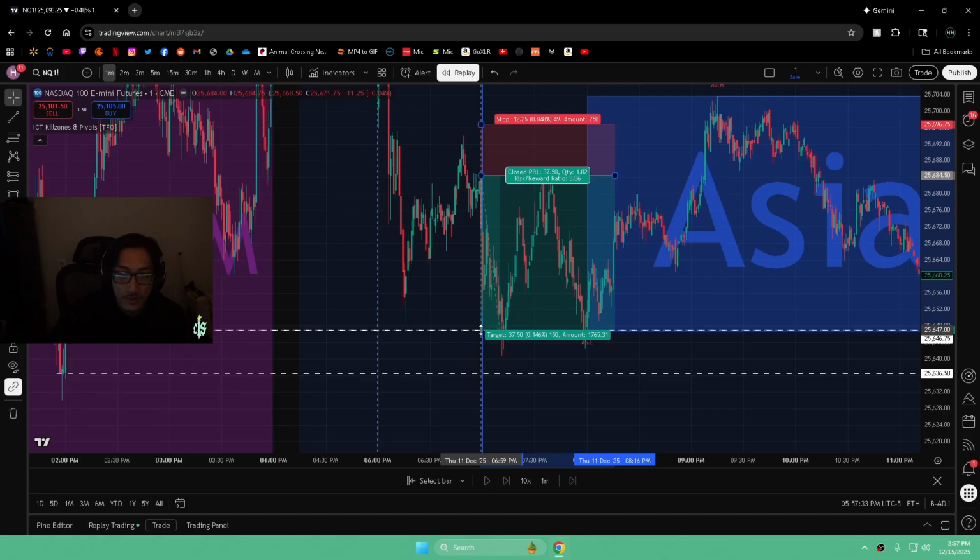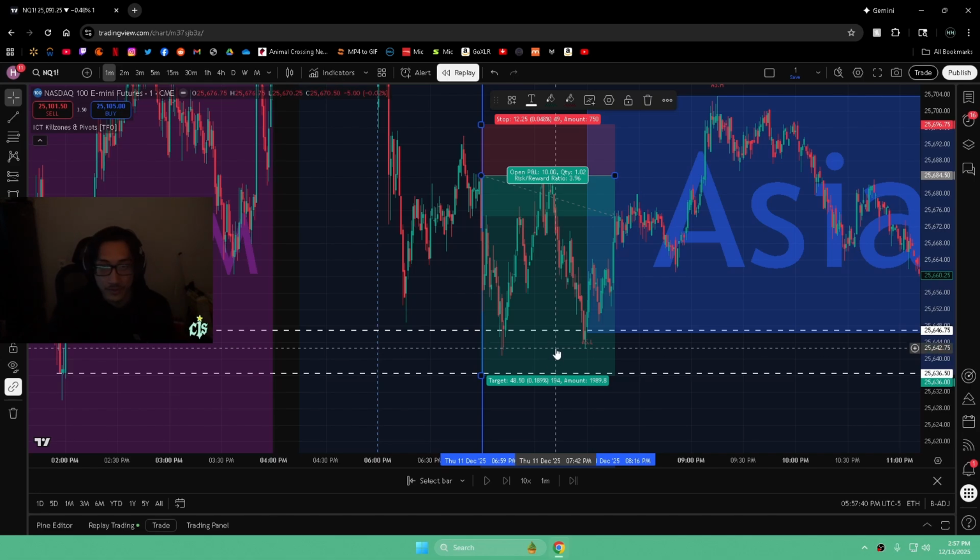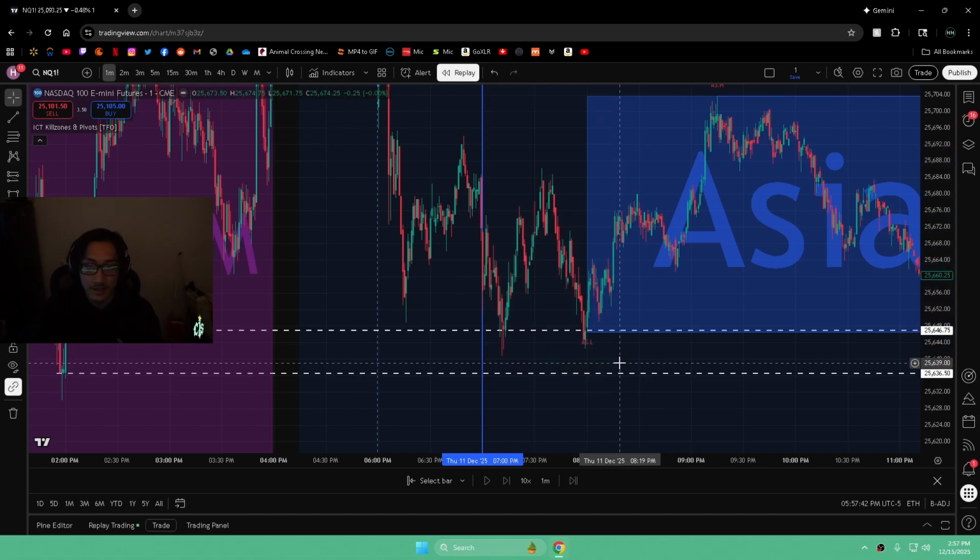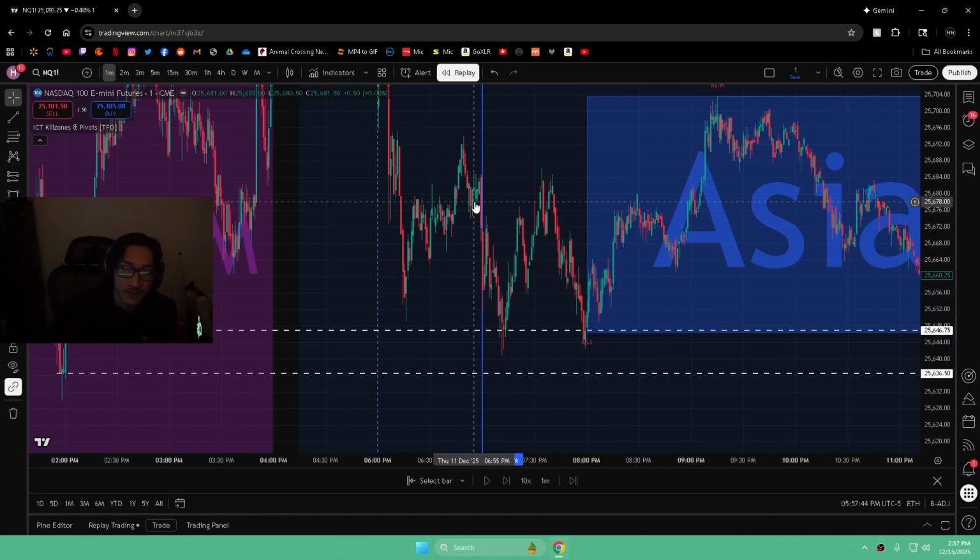Aim just for the lows. I mean, that's not bad. 1 to 3. Not bad. If it went down here, it would have been almost 1 to 4. But that's the thing with the 7 o'clock entry.